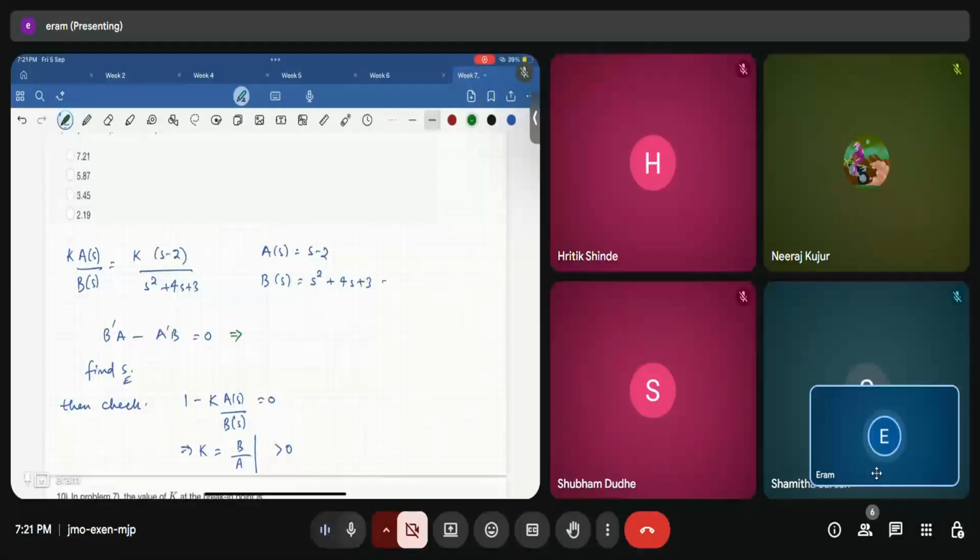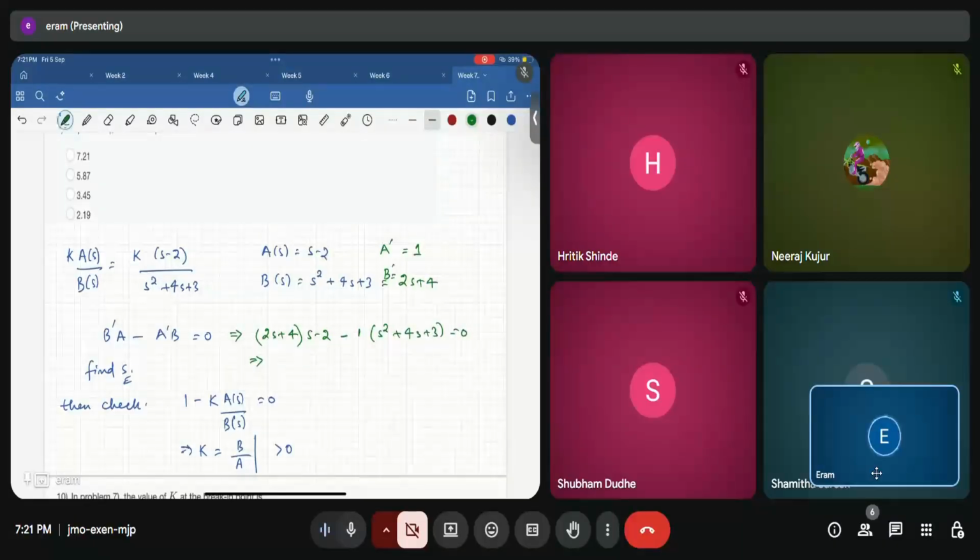So what is b dash? B dash equals to 2s plus 4. And what is a dash? A dash is 1. Okay, now substitute here. It is 2s plus 4 into s minus 2, minus 1 into s square plus 4s plus 3 equals to 0.